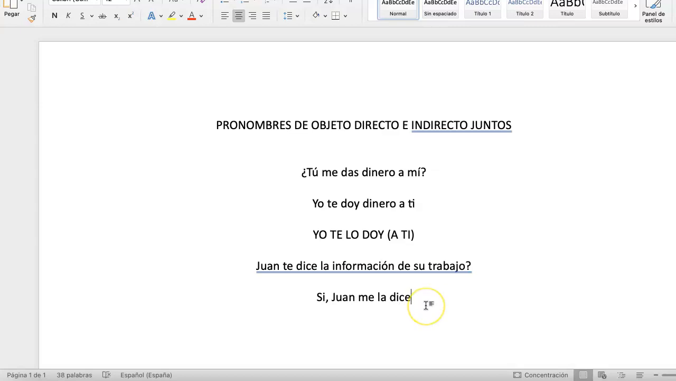The only thing you do is you substitute the direct object. See the order. This is important. First, you use the subject, then indirect object, then direct object, then verb. It's always the same. Except if it's negative, and then you go, Juan no me la dice. So this is the order.